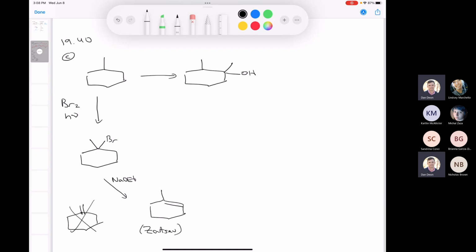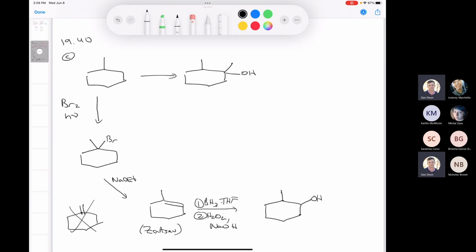the Hoffman alkene. And so now to put the hydroxyl onto this carbon, I'm going to do an anti-Markovnikov addition of water. So I'm going to use borane and THF, followed by hydrogen peroxide and sodium hydroxide. That gives me this compound.